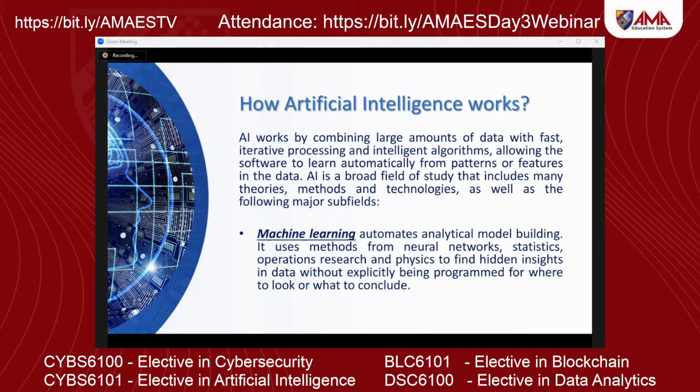Ngayon, I will just be providing you an overview. We will just define some of the major subfields of AI. The first one is ML, or also known as machine learning. It automates analytical model building. It uses methods from neural networks, statistics, operations research, and physics to find hidden insights in data without explicitly being programmed for where to look or what to conclude.